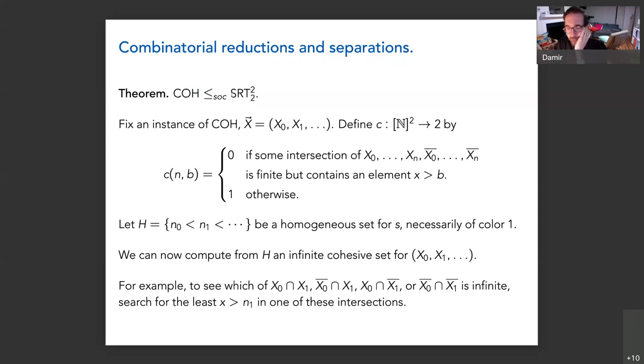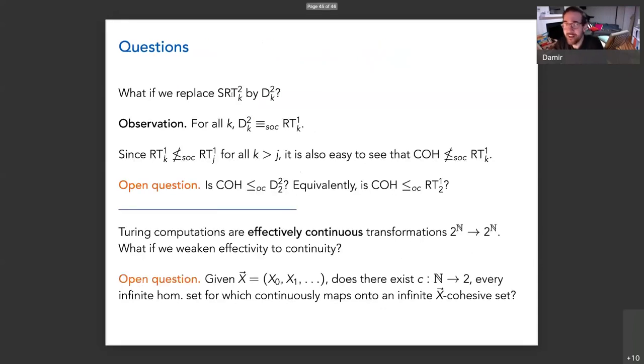And so let me end there with this as my last slide. What happens if we look at D22? Remember, this is the principle which says for every stable coloring, there's a limit homogeneous set. So not necessarily a thinned out one, just every element in this limit homogeneous set has the same eventual color.